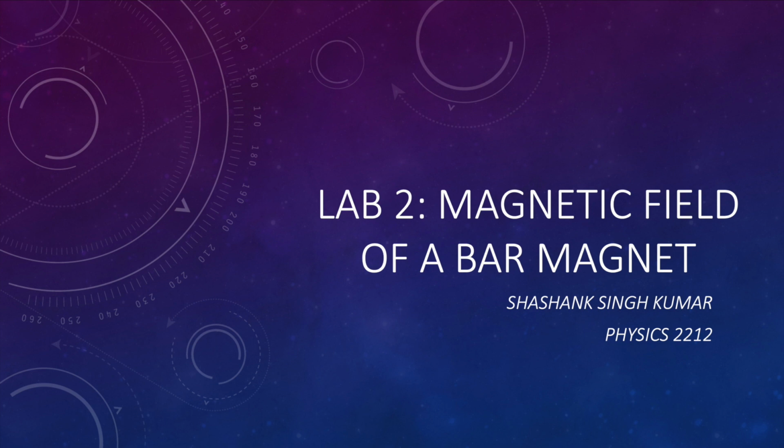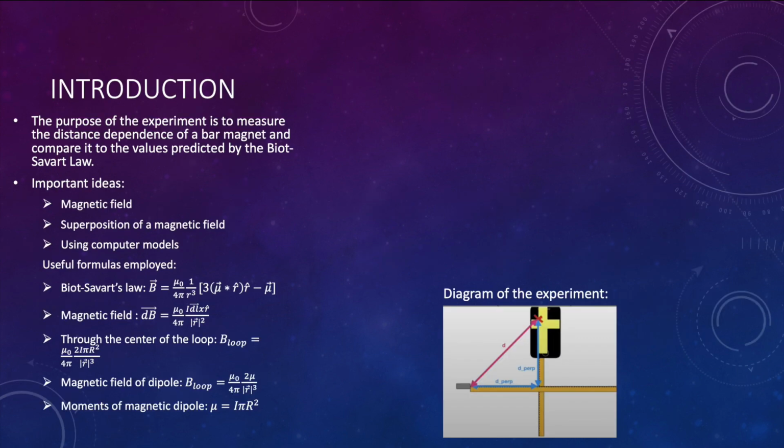Hi, my name is Shashank Singh Kumar, and today I'm going to be presenting my Lab 2, magnetic field of a bar magnet, for Physics 2212. The purpose of the experiment is to measure the distance dependence of a bar magnet's field and compare it to the values predicted by the Biot-Savart law.